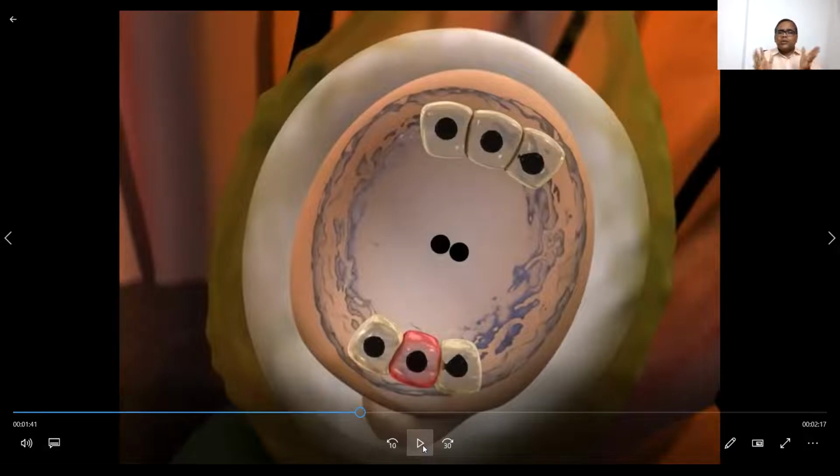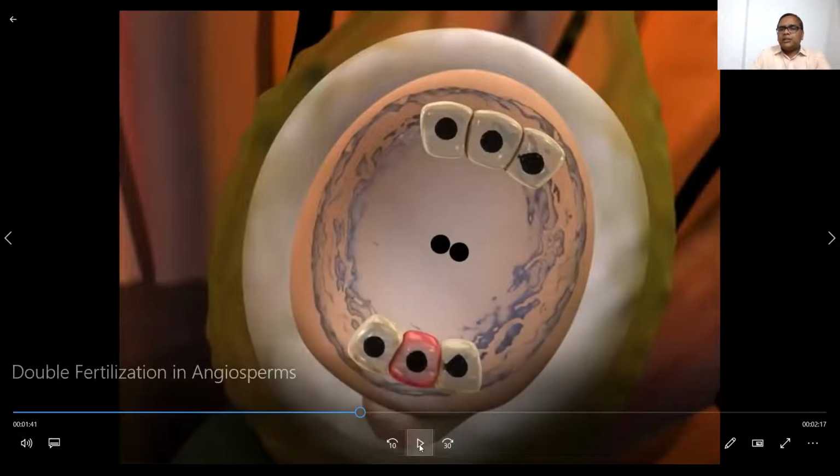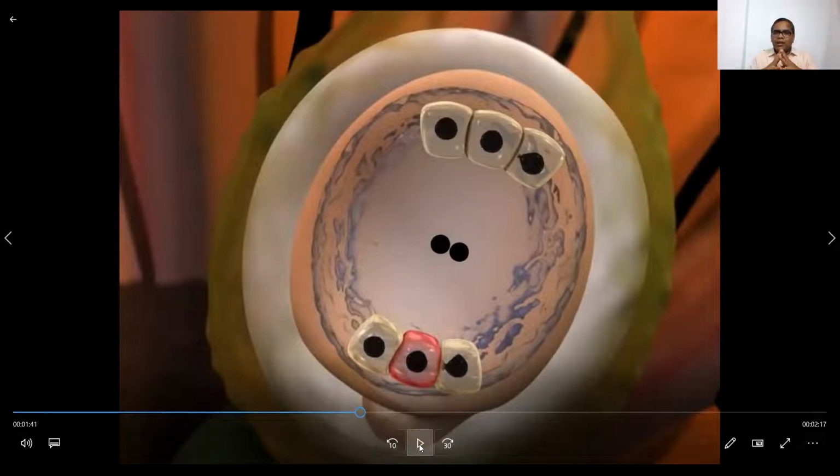But there is no cytokinesis at the polar nuclei. So polar nuclei remain as they are. So this way, if you come to this entire structure, it is said to be a 7-celled, 8-nucleated structure, that is the embryo sac. 7-celled, 8-nucleated embryo sac. Now the question is, where are the 7 cells?